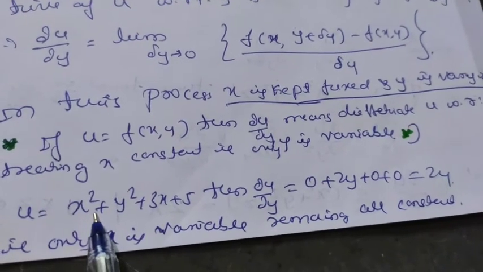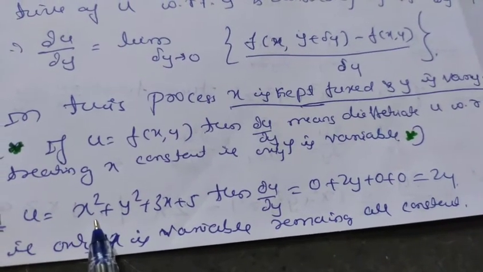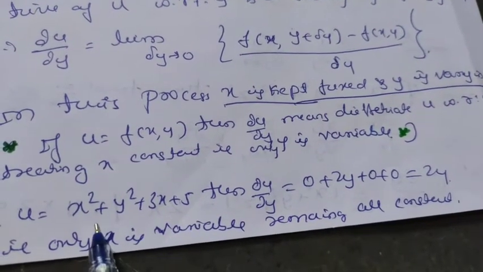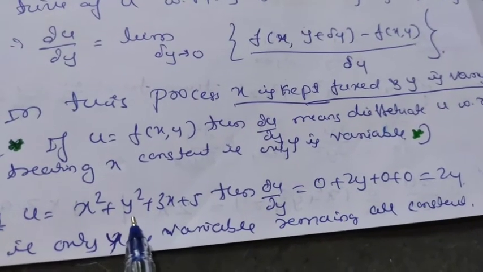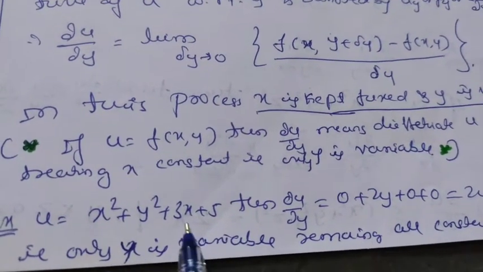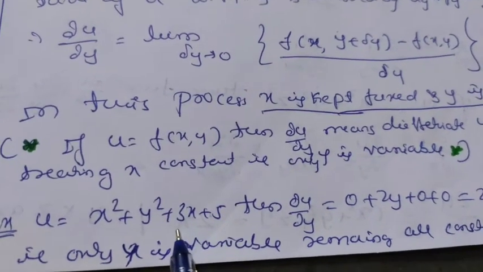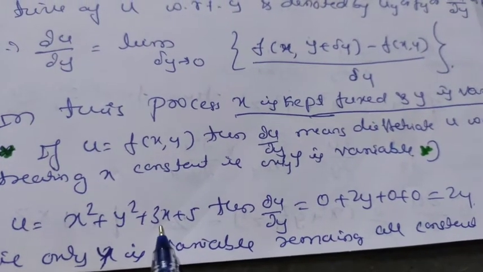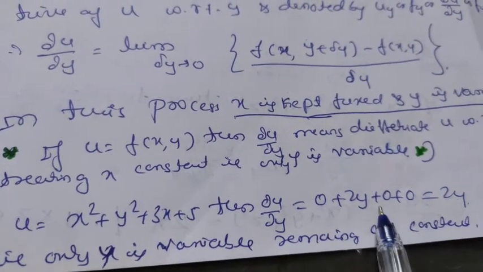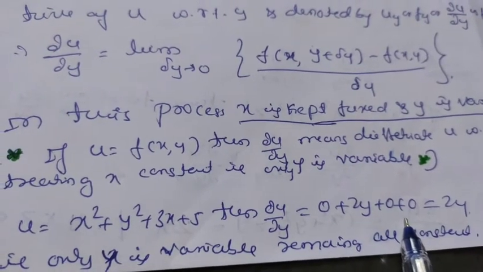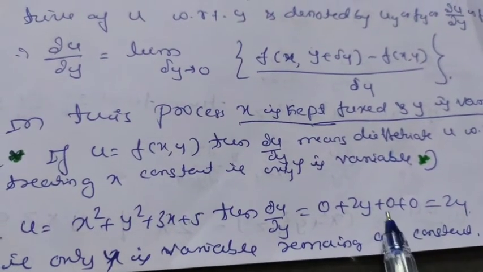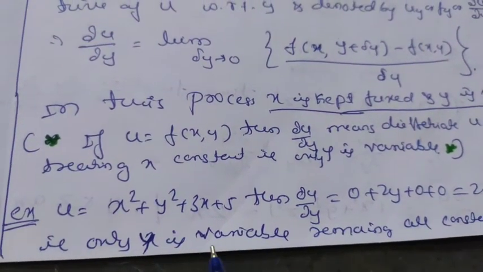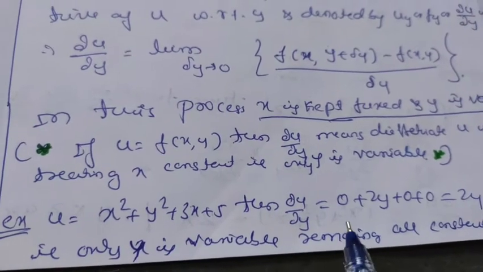So here the derivative of x square partially with respect to y is 0, because here x is constant, and the derivative of a constant is 0, and the derivative of y square is 2y. Derivative of 3x, again, we are differentiating partially with respect to y, so you have to treat this x as constant. So the derivative of 3x is also 0, and the derivative of the constant 5 is 0. So it is equal to simply 2y. That is, only y is variable, remaining are all constant.